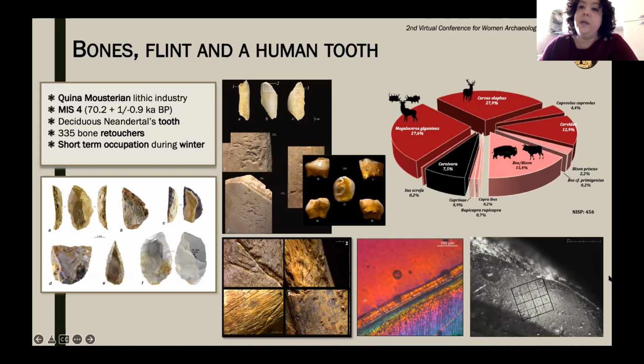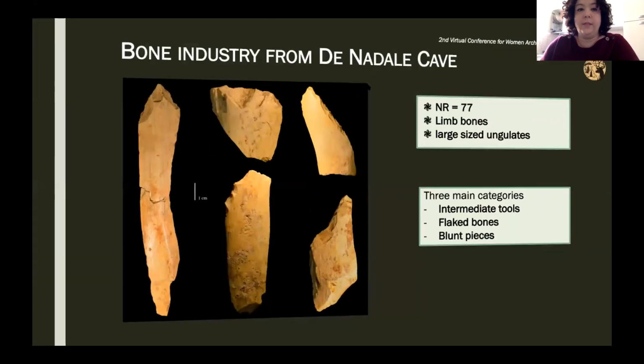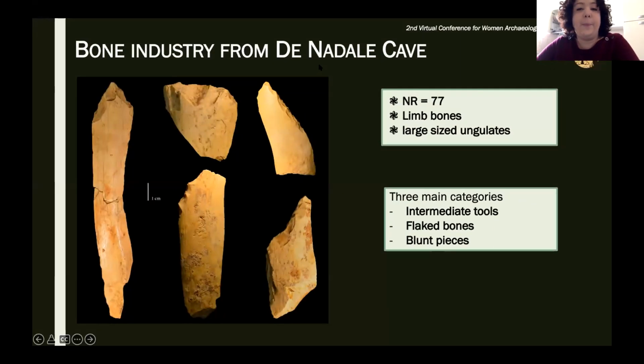And 335 bone retouchers. Today, I'm going to present to you the bone industry, since it's a study that is at its very beginning, and I would like you to share any ideas, any suggestions or comments that you may have about these materials, that are quite peculiar and rare for the Middle Paleolithic, as you all know. I have really few comparisons, at Grenal, I guess, and at Chagyrskaya Cave in Siberia.